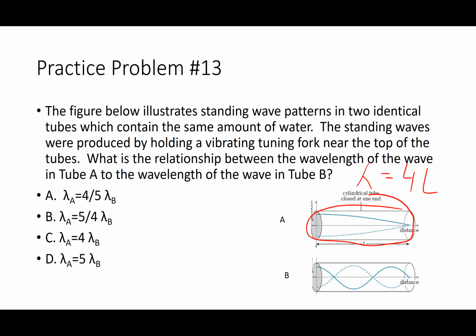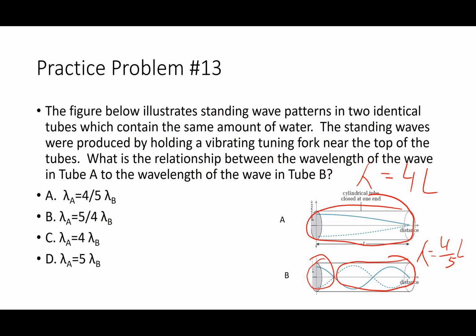Whereas down here, the wavelength's much shorter. Here we can see one complete wave right there, plus 1/4 of another wave. So that means in this tube length, we have 5/4 of a wave, which means the wavelength of this wave is essentially 4/5 of the length of the tube.